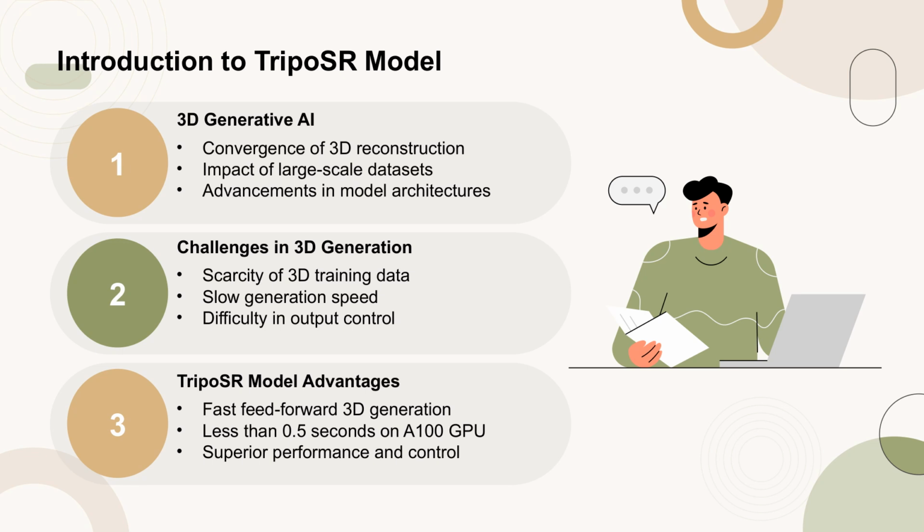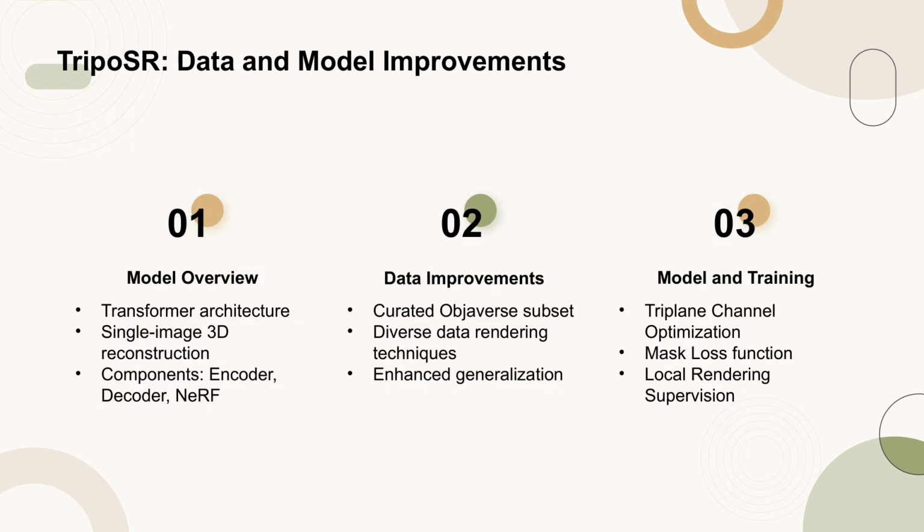In contrast, the TripoSR model offers a solution by enabling fast feed-forward 3D generation from a single image in under 0.5 seconds on an A100 GPU. This model demonstrates superior performance and control, making it a valuable tool for researchers and developers in the field of 3D generative AI. The TripoSR model is designed for single-image 3D reconstruction using a transformer architecture.